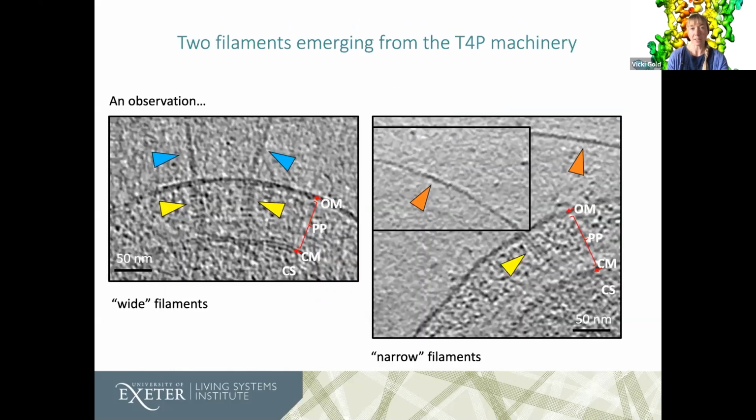So as an aside to this work, we made an interesting observation, and that's that sometimes the filaments which emerge from the type 4 pilus machinery look different. On the left, we have filaments which looked wider than those which I show on the right, indicated in orange, the wide ones indicated with blue arrowheads. Now, there are no other secretins or pilus assembly proteins encoded on the Thermus genome. So we thought it was likely that they are both type 4 pili.